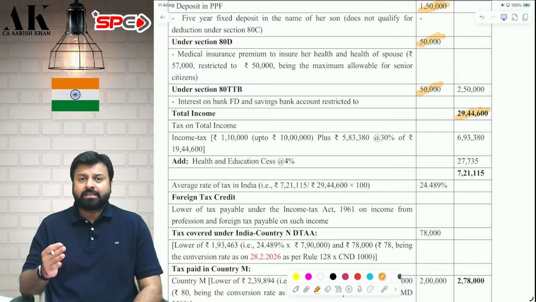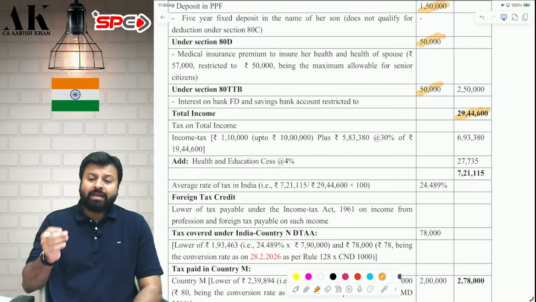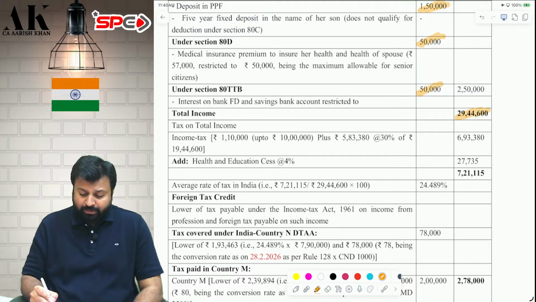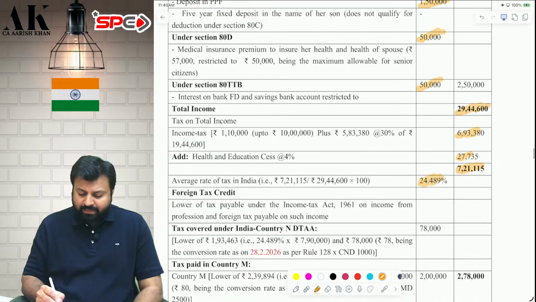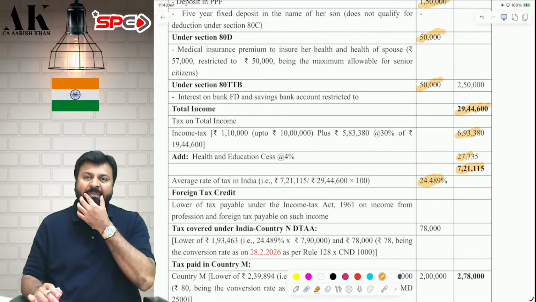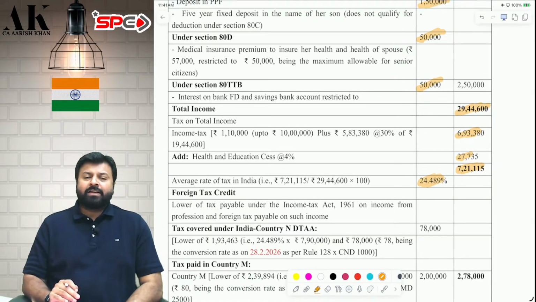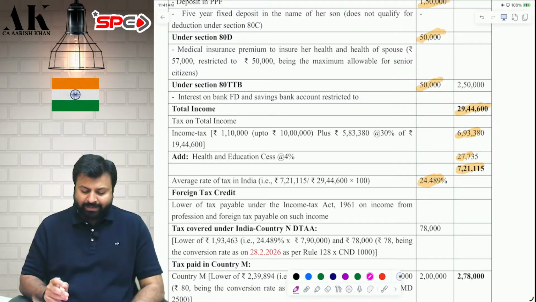Old regime, senior citizen, therefore up to 3 lakh rupees, no tax. Above 3 lakh 5%, above 5 lakh 20%, and above 10 lakh 30%. Therefore, my tax is coming to 693 plus cess, 721 is my tax. Therefore, average rate in India is 24.489. Now I will compare this average rate in India with the average rate in the foreign country, and I will give the FTC. Now I will go country by country.